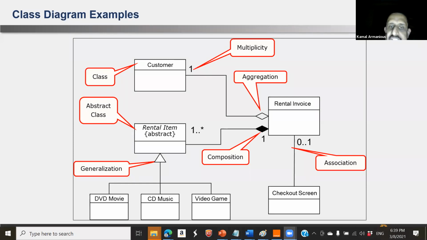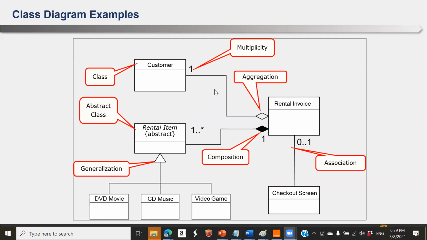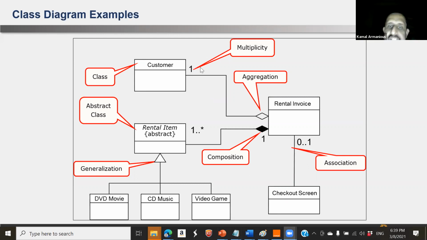Rental item to rental invoice. I need a friend, the last friend in this lecture, to help me with this kind of relationship. Okay, Tamer. So rental item and the rental invoice, is it part/whole, or is it just a relationship? Part/whole.